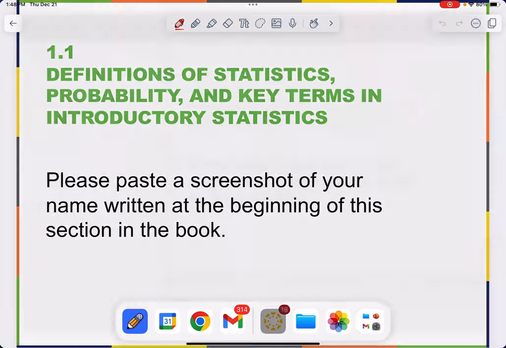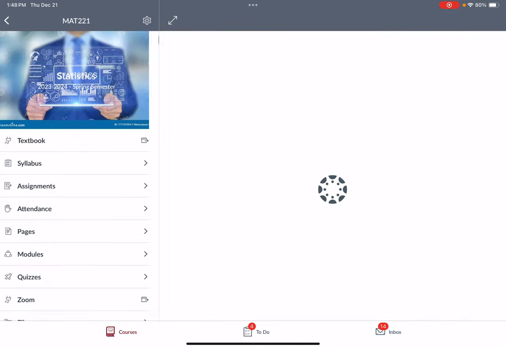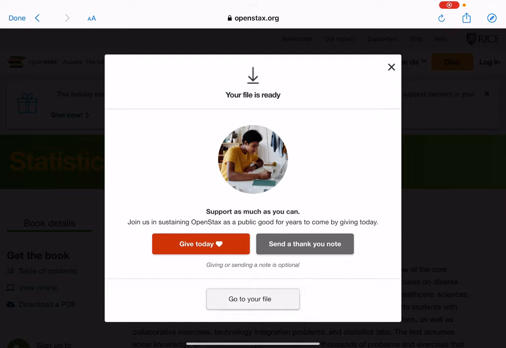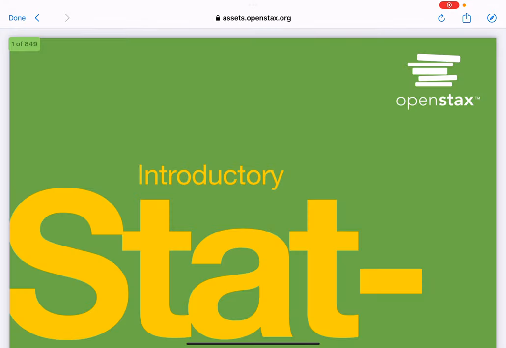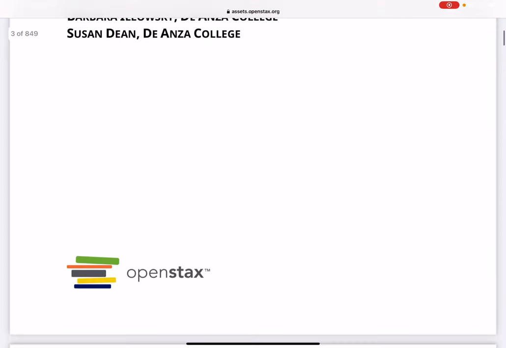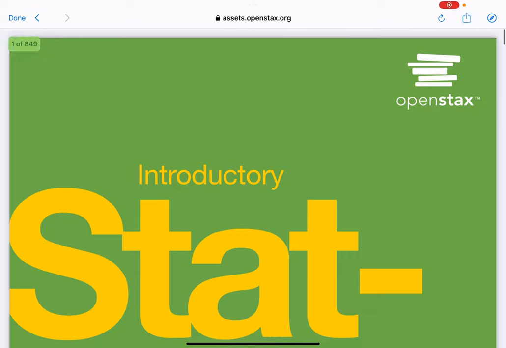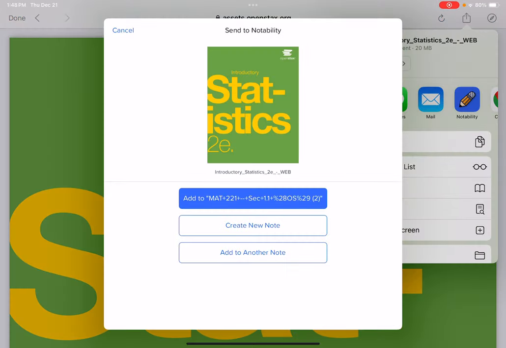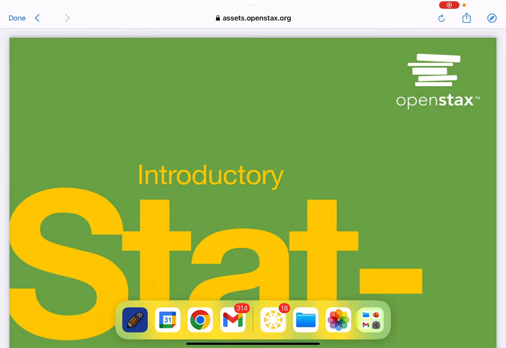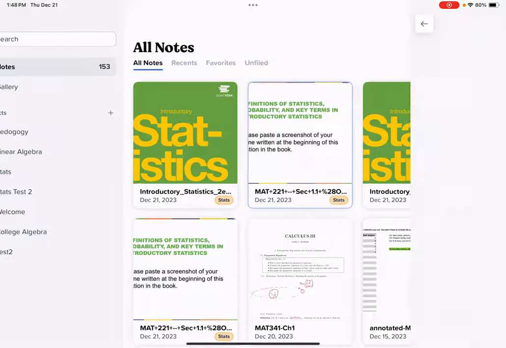We'll go ahead and go to Canvas. We're in Pages. We'll go back. We'll go to the Textbook tab. And we'll go down here to download. So we'll download the PDF. We're using a free textbook from OpenStax. And so here's our PDF. What we can do is share this also to Notability. Okay, great. I'm going to go out of that, open up my textbook. I'm in Notability.